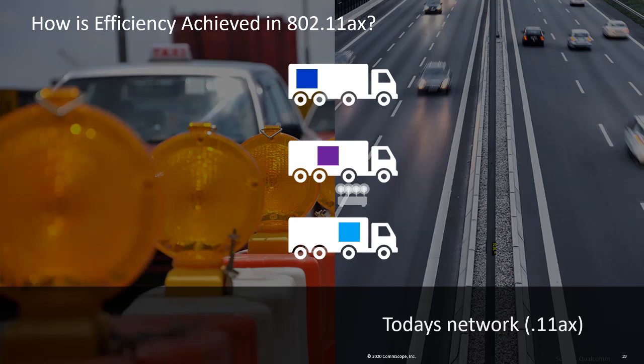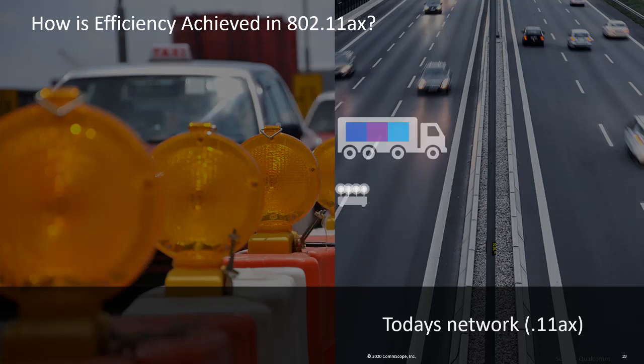OFDMA cuts the need for 3 trucks to a single truck, potentially filling it to capacity based on its allocated resource units. This creates a payload delivery model maximizing the bandwidth use. Let's go into more detail on exactly how this is done using 11ax. We'll start by defining some of the terms and concepts.